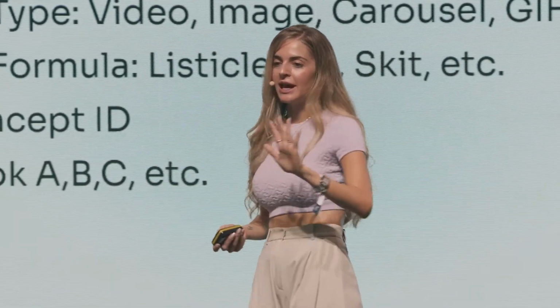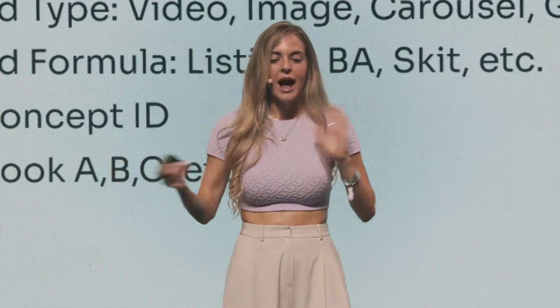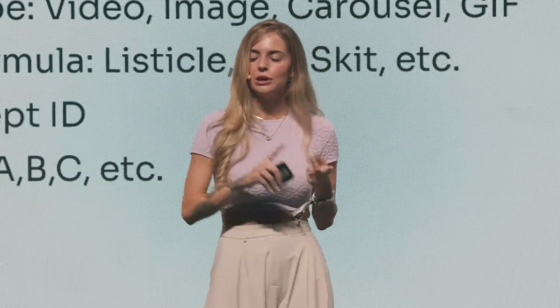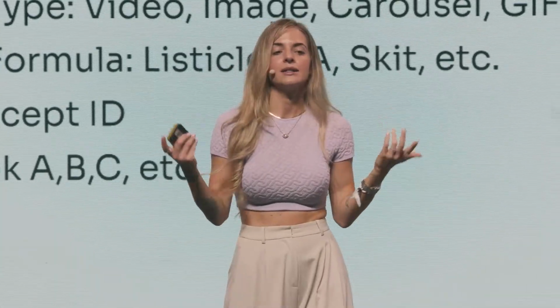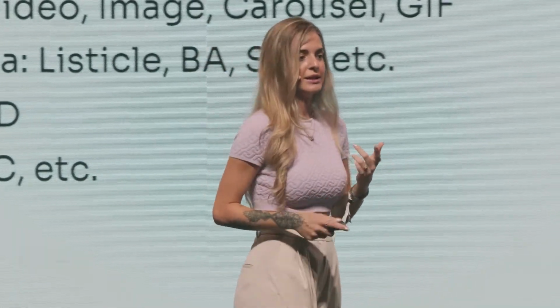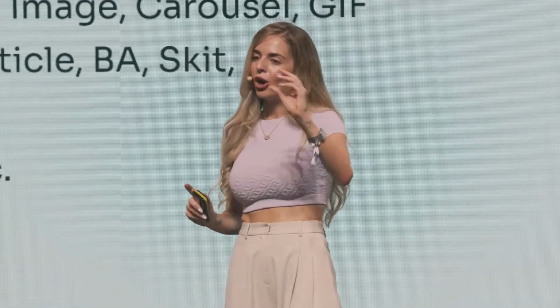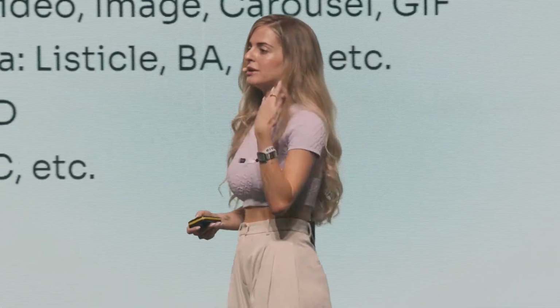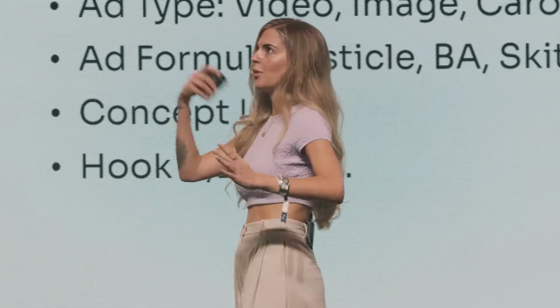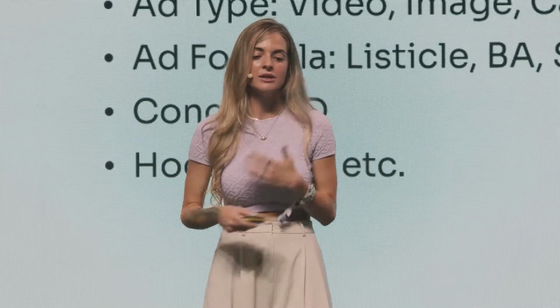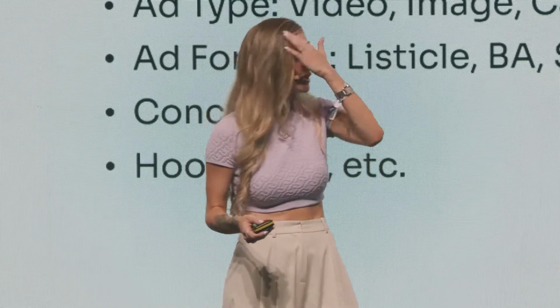Date, obviously. File name, super important. Let's say you found a winning ad that you want to iterate. I don't know where to find it because the file name's not there. Concept stage. Is it a net new or is it an iteration? Ad type and ad formula. So if it's a video, an image, a carousel, and which ad type is it, or which formula are you testing? Is it a listicle? Is it a before and after? Is it a skit, etc.? And then concept ID and hook name. We always give concepts a name. For example, concept 1, hook A, concept 2, hook B. This is very important because later you want to be able to compare which ones performed better.